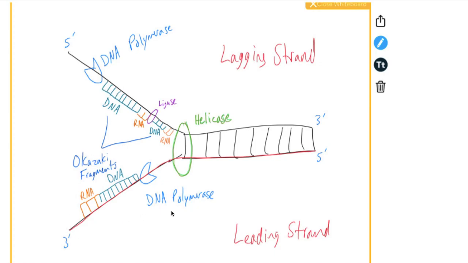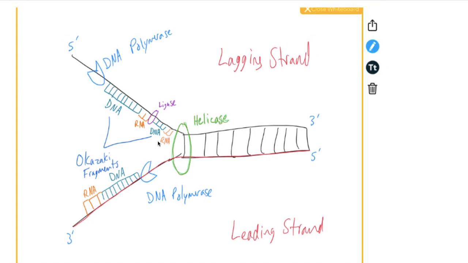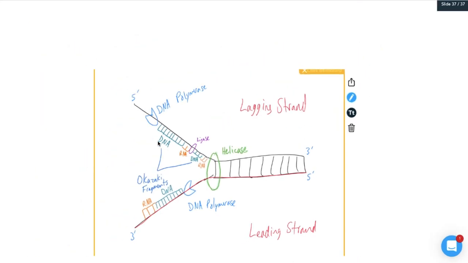This is my 3' end, my 5' end, my 3' end, my 5' end. And then I have RNA, RNA, and RNA. These are primers that lead to being able to make RNA.